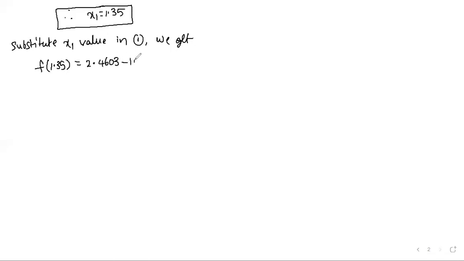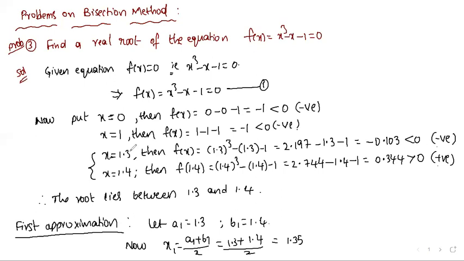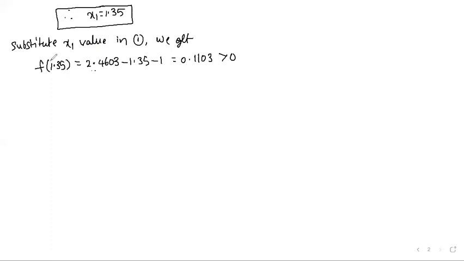This is our main value. Next, substitute this x1 value in equation 1, we get f of 1.35 is equal to 2.46, I am directly putting, minus 1.35 minus 1, that is equal to 0.1103, which is greater than 0, positive. Above, who was negative? 1.3 is negative, and here 1.35 is positive. Therefore the root lies between 1.3 and 1.35.